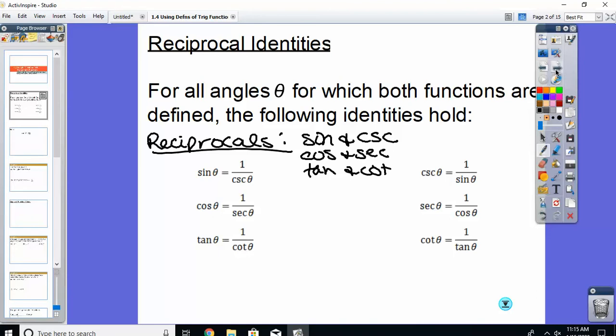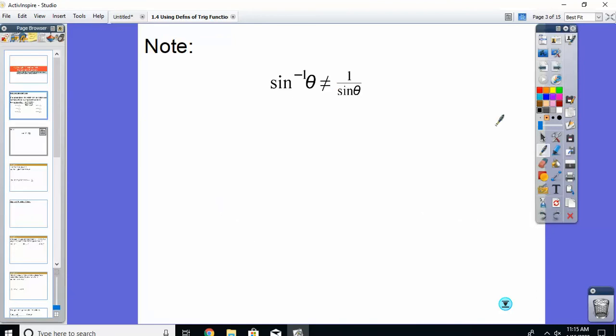Something I want to caution you on. In algebra, negative exponents are what tell us to flip. But in trig, when you see sine to the -1, that does not mean 1 over sine. This actually has a different meaning. It's talking about inverse functions. We will look at those more later on.